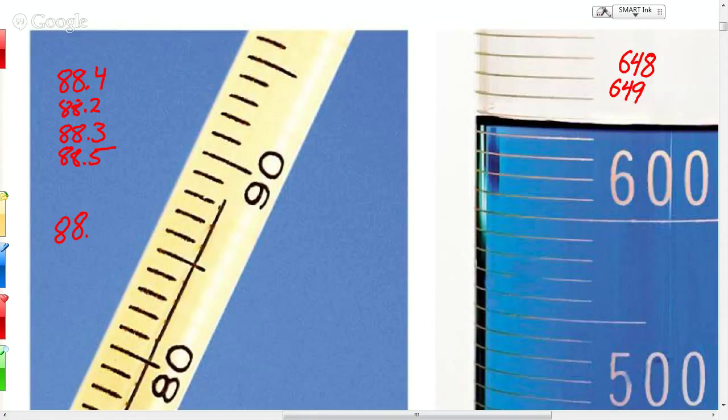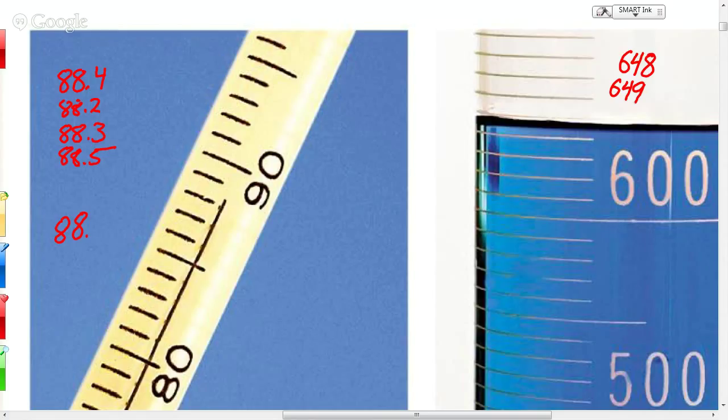This time we've got 600 here, and each of these lines, we have to go back down here to figure that out, each of those lines is 10. So we know it's above the 600. We know the 6 is correct. And we know it's above the 1, 2, 3, 4th tick. So those are our certain digits. That means our last uncertain one is wherever we guess this to be. And I would say, yeah, it's somewhere close to the edge there. So 648, 647, 649, something like that would be fine. So that's the correct measurement here.